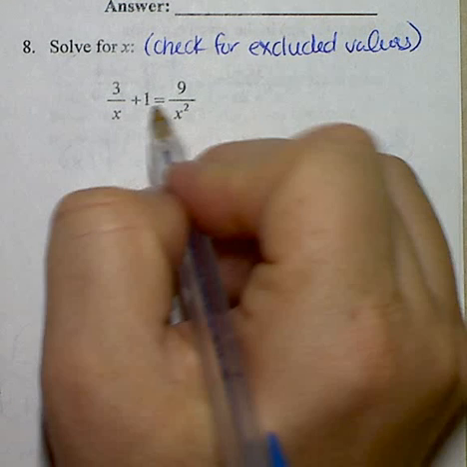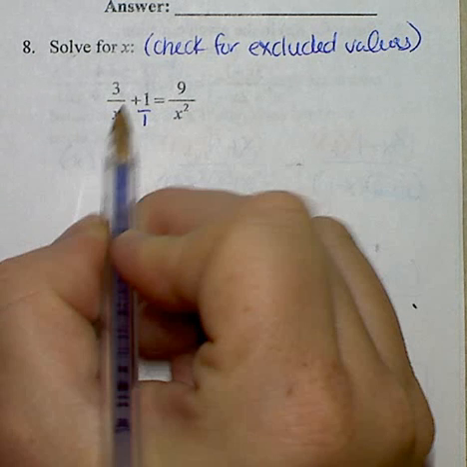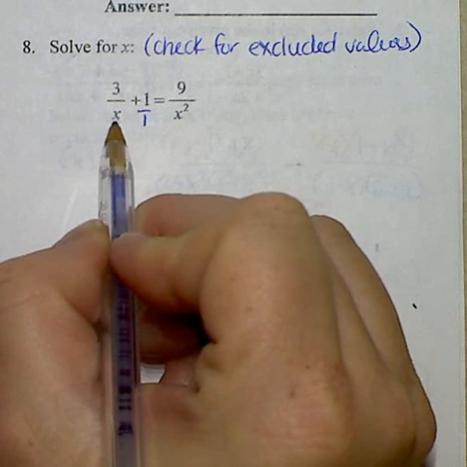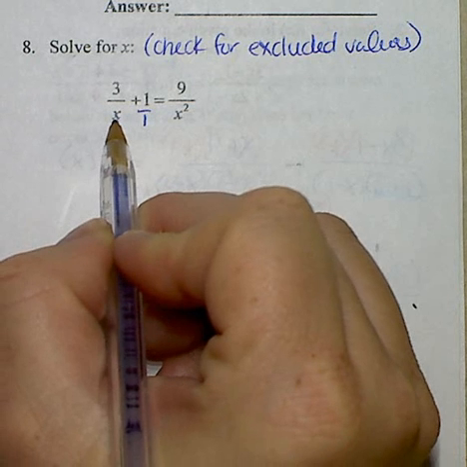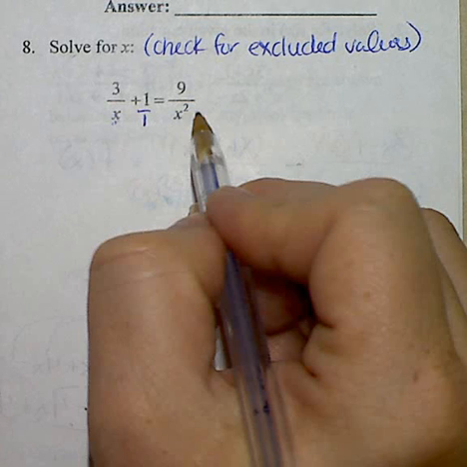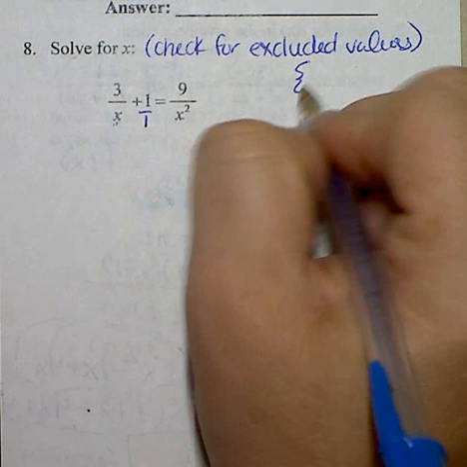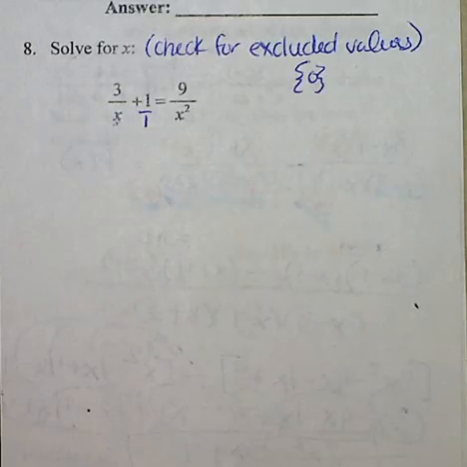So when I look up here, I see three denominators: x, zero, and x squared. The only number that would make this denominator equal to zero is zero. When it doesn't have an x, you can't make it equal to zero. And the only value here that would make it equal to zero is zero. So I'm gonna come off to the side and I'm gonna write zero. I just need to make sure that my final answer is not zero.